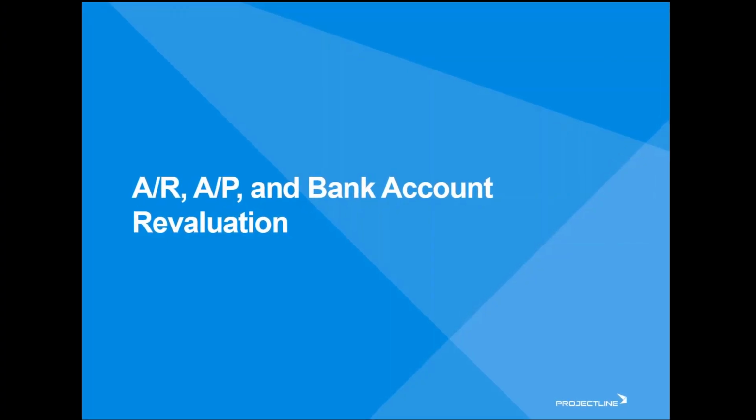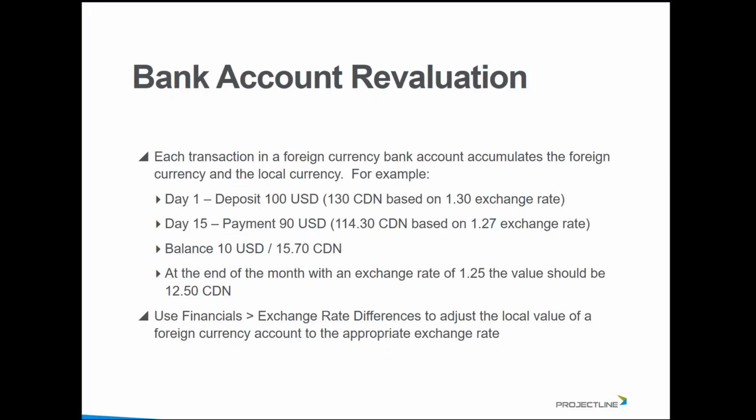So now we want to talk about the revaluation process, AR, AP, and bank account. So just to get an example out there, each transaction in a foreign currency bank account accumulates both the foreign and the local currency. So in this example on the screen, we've got the first day, we're going to deposit $100 US into our account. And since the exchange rate at the time was 1.3, that's $130 that it cost us to get it there. So that bank account at the end of day one would show $100 US or 130 Canadian equivalent.